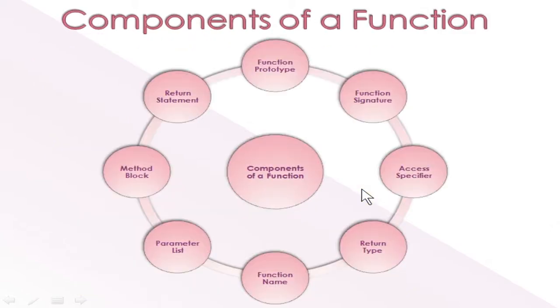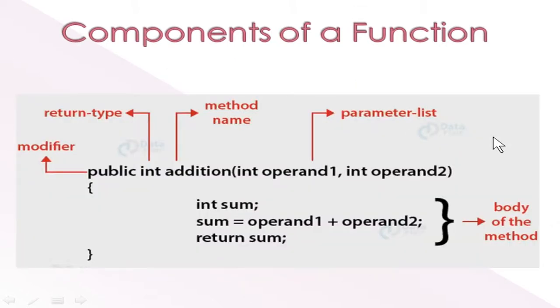So, components of a function. First we are going to discuss what is a function prototype, what is a function signature, what is an access specifier, and then return type, function name, parameter list, method block, and return statement. We will see an example and discuss all of this. So what is a function prototype? That's the first topic: the header line. You can see public int addition, then within parenthesis int operand1 comma int operand2 and close parenthesis. This full line you call the function prototype.